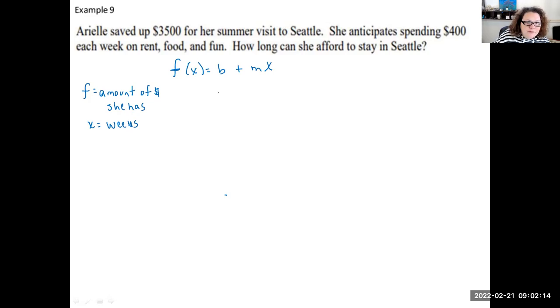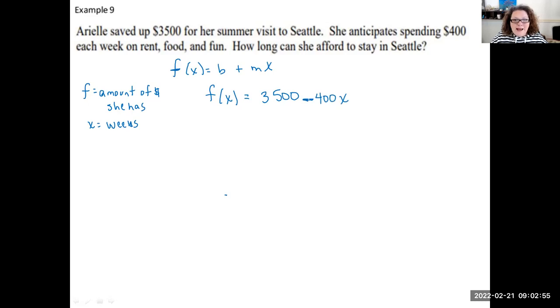is equal to, so f(x) is equal to, well, how much money is she starting with? What's her initial starting value? $3,500. That's what she has. Now, is she increasing that amount of money or decreasing it for each week that she stays? She's spending it. And last time I checked, spending it is subtracting. So she's subtracting $400 for each week she's there. This is a subtraction. All right, we have a function.